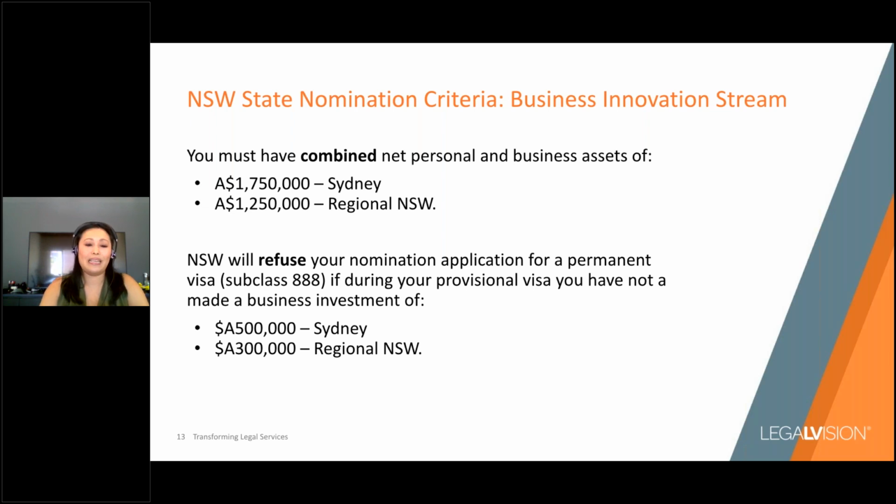Now, New South Wales also requires that once they nominate you for the subclass 188, the provisional business visa, so this is something you can do after the provisional visa is granted, for the purposes of then nominating you for the permanent residency visa, the subclass 888, they require you to show that during the validity of your provisional business visa that you made a business investment of at least 500,000 if you're based in Sydney metropolitan area, or 300,000 if you're based in a regional New South Wales area.